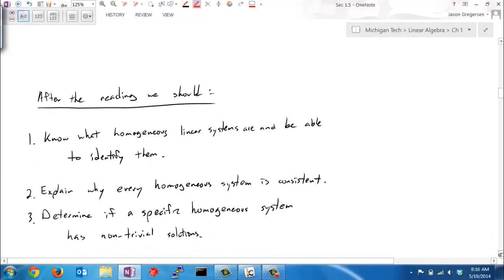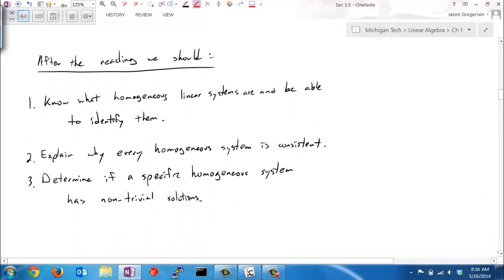Okay, so section 1.5. There's lots of stuff in the section, as with all these sections. Some of the things you should be able to take away from the reading: knowing what a homogeneous linear system is, being able to identify those, being able to explain why every homogeneous system is consistent, and determining if a specific homogeneous system has non-trivial solutions. These are the big ideas from the reading, not the details. Any questions about these big ideas?